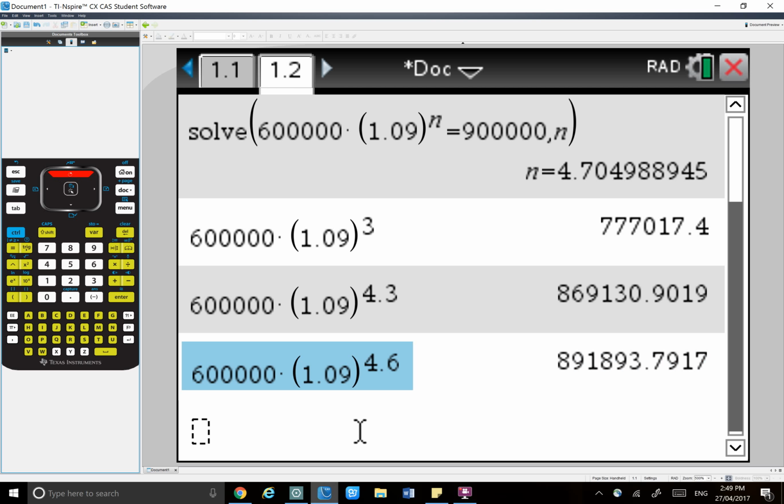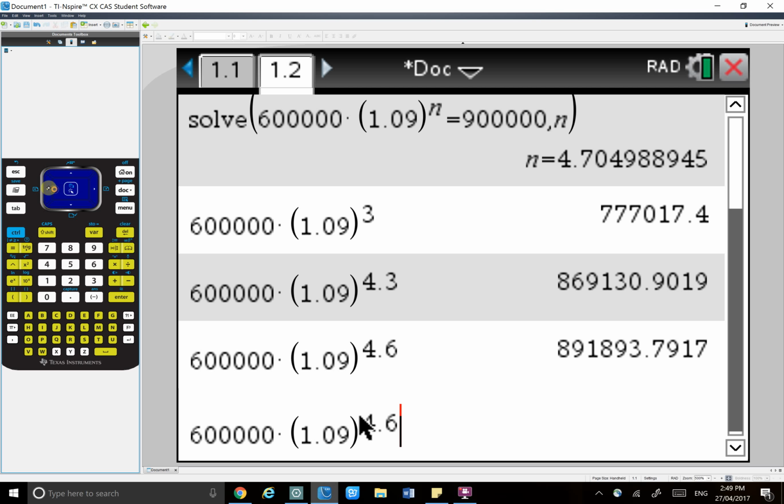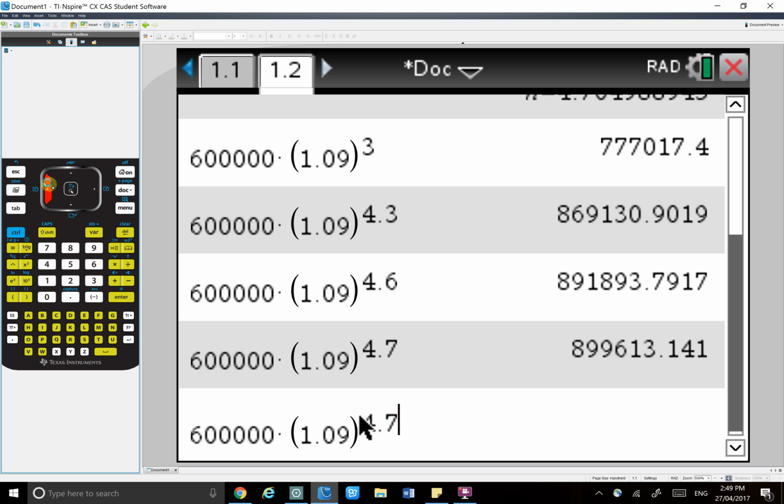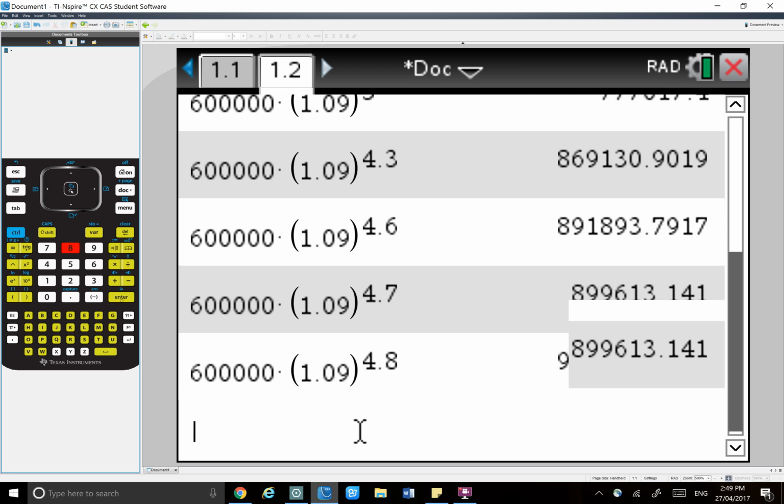And then let's keep increasing by 1 decimal, because it's to 1 decimal place. So let's go for 4.7. Okay, still not yet to 900. So let's keep increasing for another decimal place. 4.8. And you can see that it goes over.